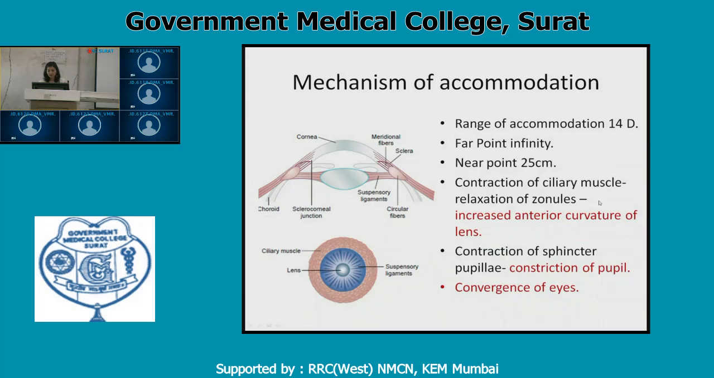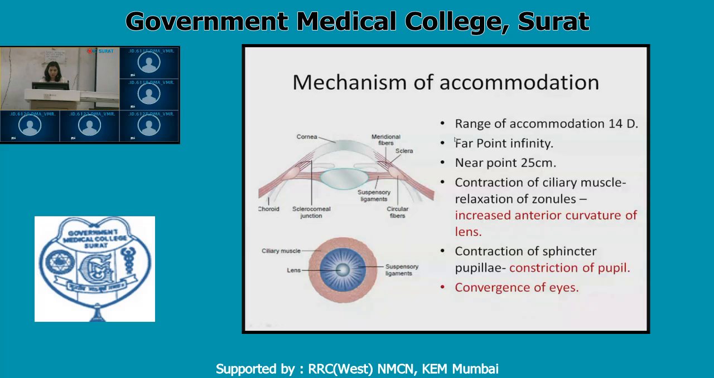Just note down what happens to the eyes. If you closely observe, you can find all these changes. Of course, the anterior curvature of the lens you cannot see, but there is constriction of the pupil, there is convergence of the eyeballs that can be seen whenever a person sees a nearby object. This is known as accommodation.